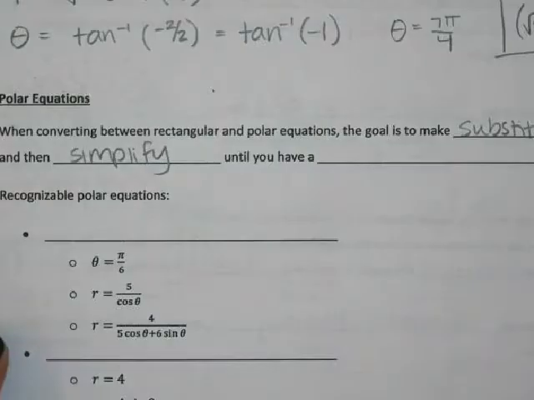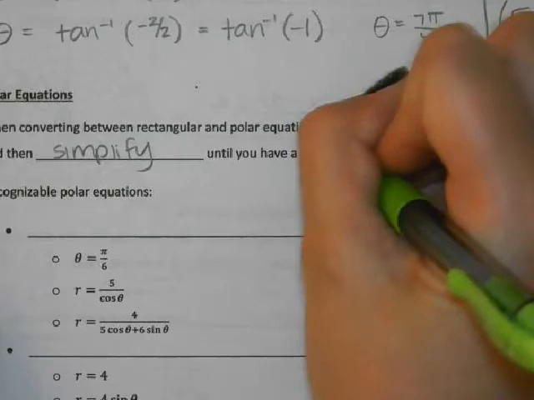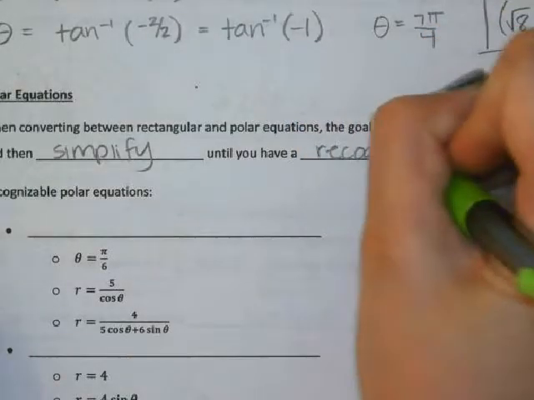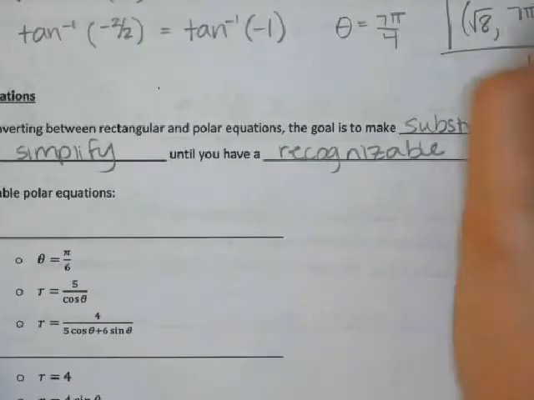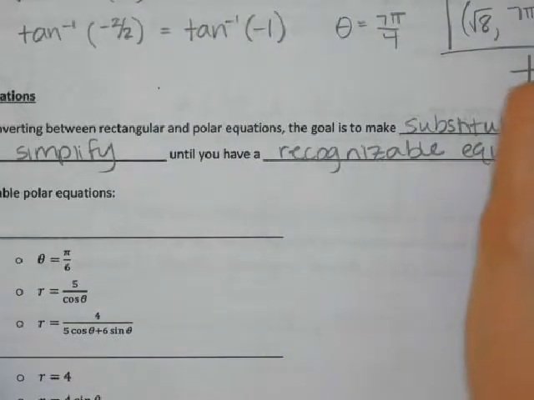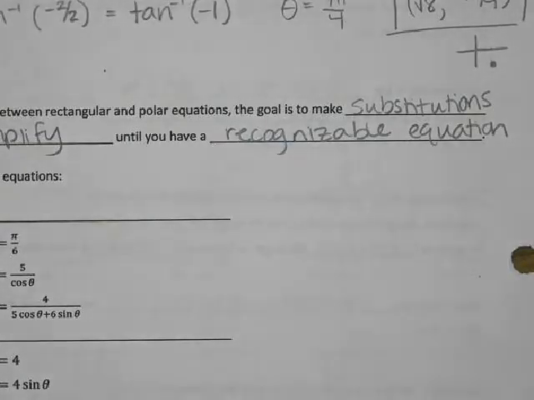And you keep simplifying until you have a recognizable equation. So how do you know when to stop? You stop when you know what the equation is supposed to look like. So does the equation give you a line? Does it give you a circle? Does it give you a parabola? You keep going until you get a recognizable equation.